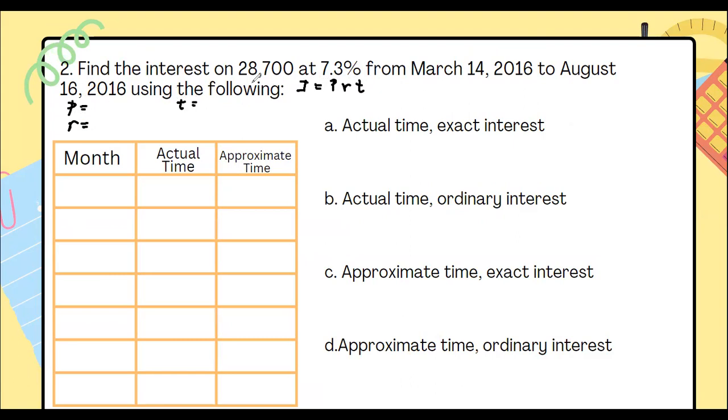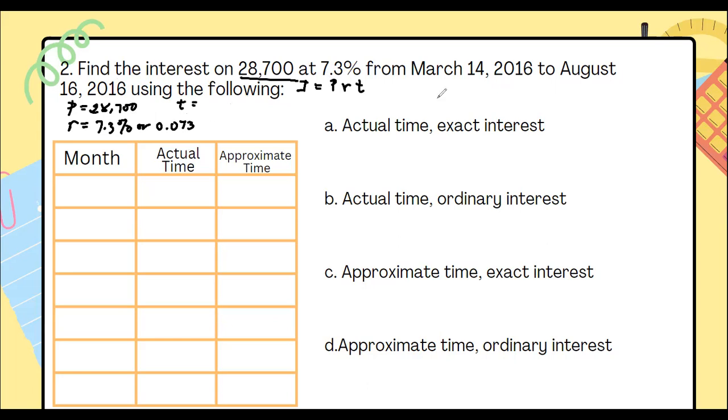So, given here, we have here 28,700. That will be our principal. Okay? The given rate naman this time is 7.3%. So, change lang natin into decimal. This is equivalent to 0.073. Yung time natin, eto pa yung isa-solve natin, no? So, we need to solve for actual time and approximate time.